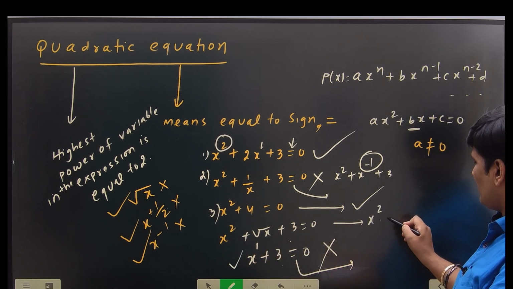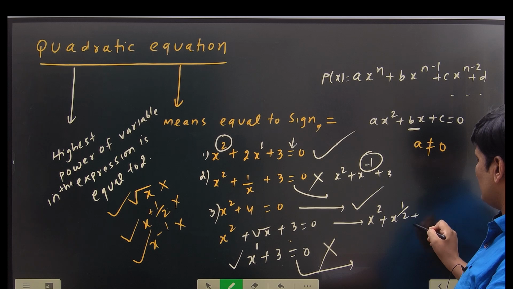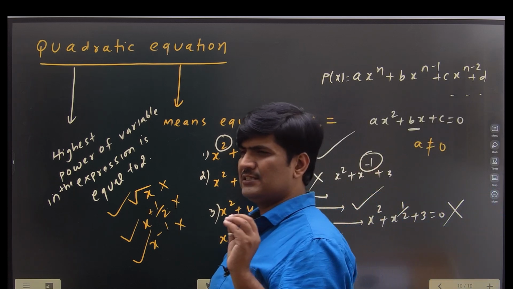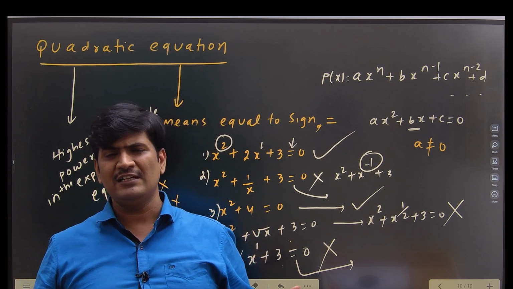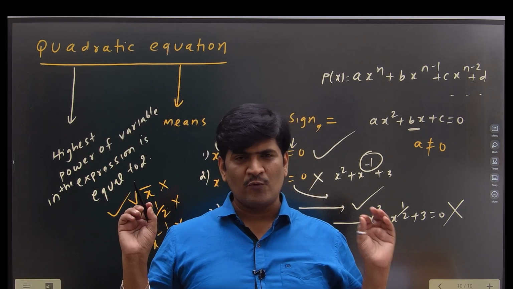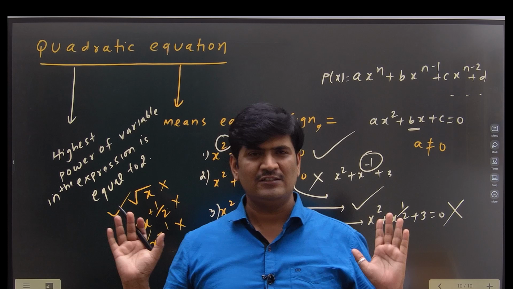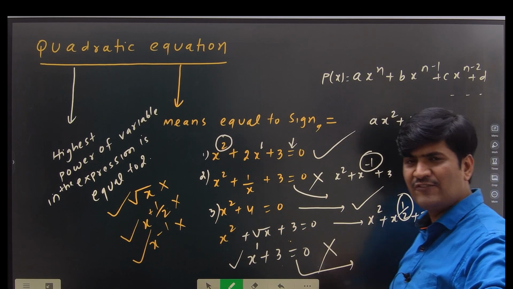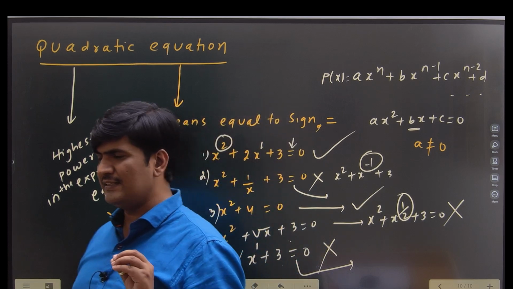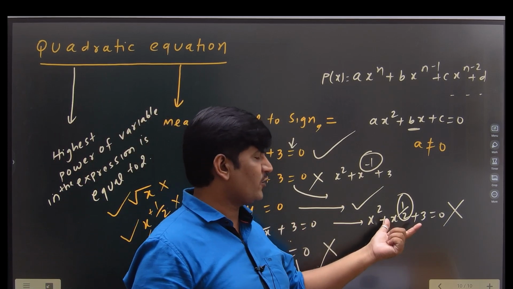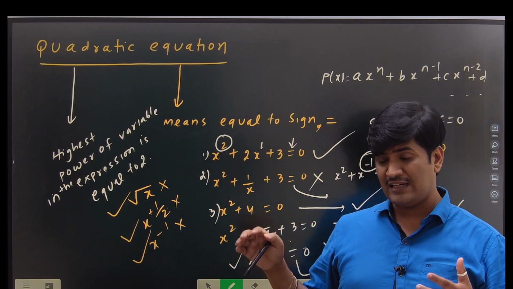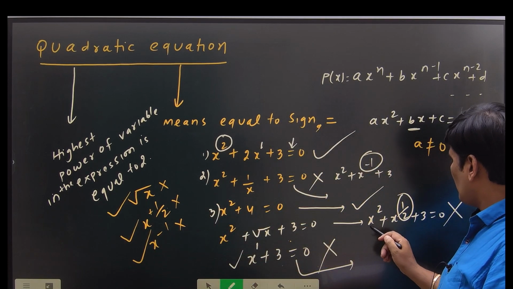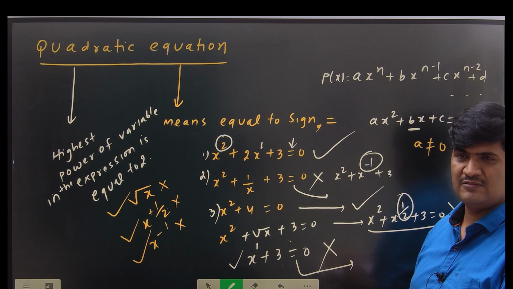x square plus x to the power 1 by 2 plus 3 is equal to 0. This is not a quadratic equation. Why? The power of x. What is x? X is a variable. There are two types of number, one is variable, one is constant. So here the power of x is in fraction form. If the power of x is in fraction form, this is not a quadratic equation. This is exactly not a polynomial. And this is also not a quadratic equation.